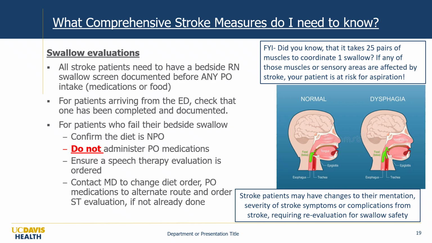Swallowing is a really complicated process. It requires 25 pairs of muscle groups to coordinate one swallow.